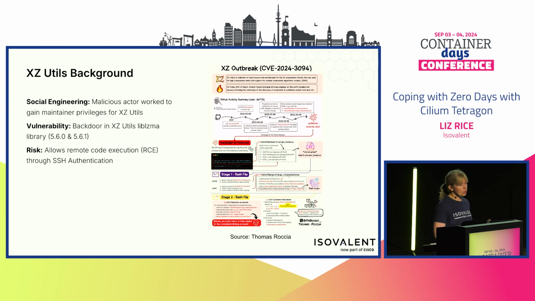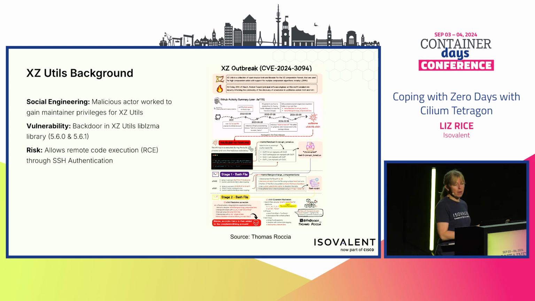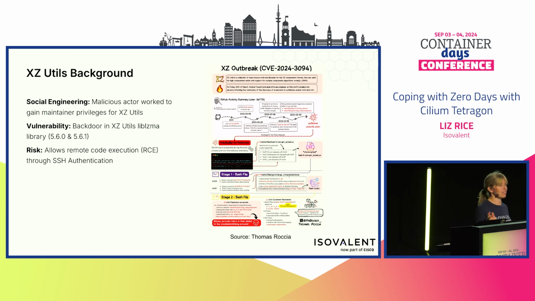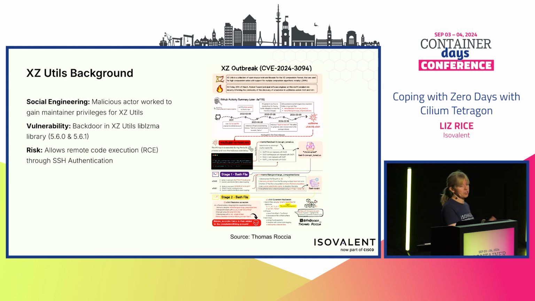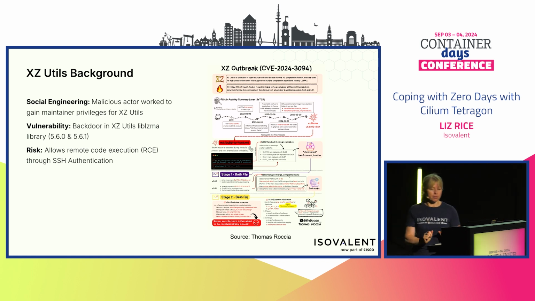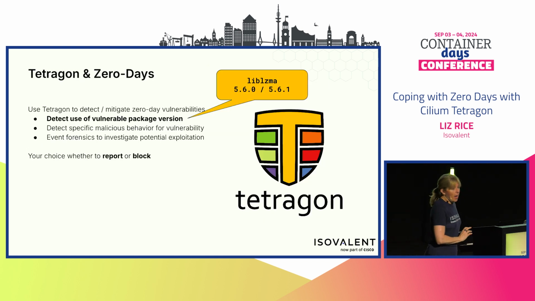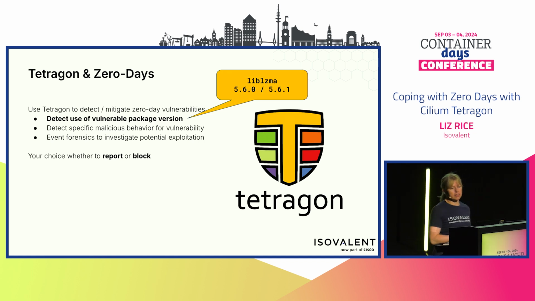It allows for, when XZ Utils is used as part of SSH authentication, remote code execution. And this is like the worst nightmare for a security person, right? That somebody can remotely execute arbitrary commands in your system. So the particular versions that are affected are liblzma versions 5.6.0 and 5.6.1.